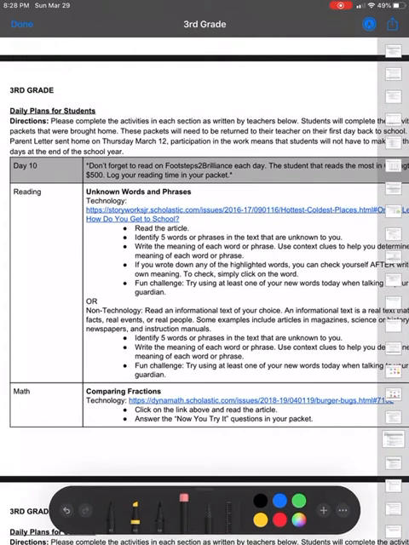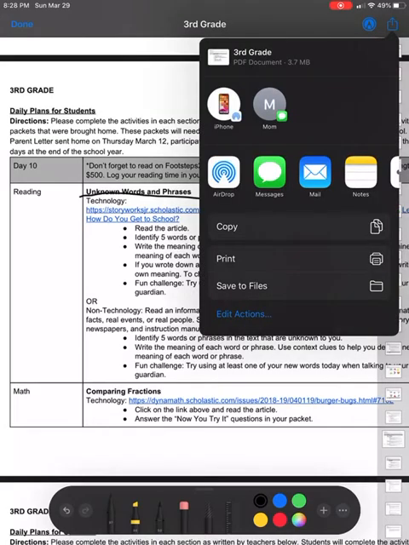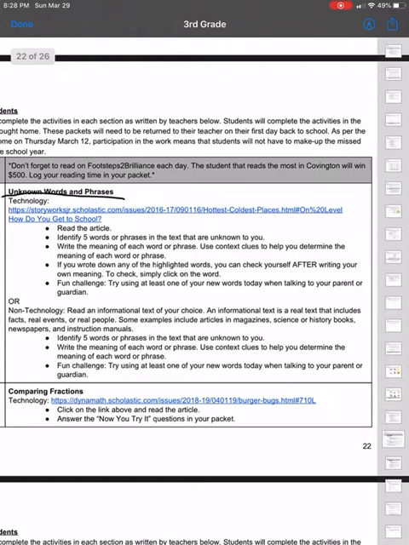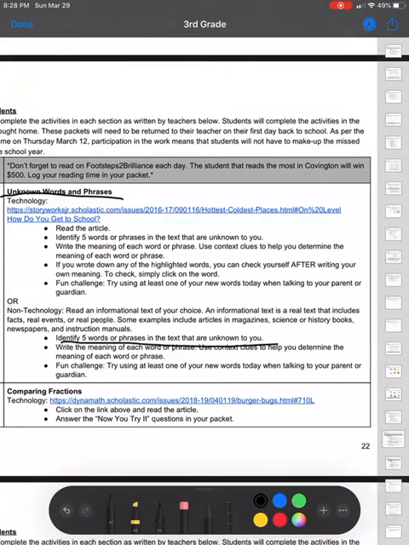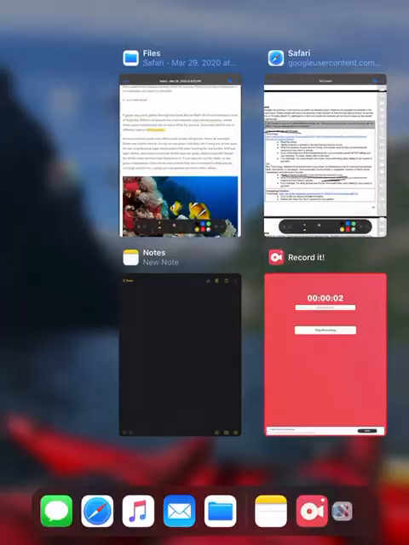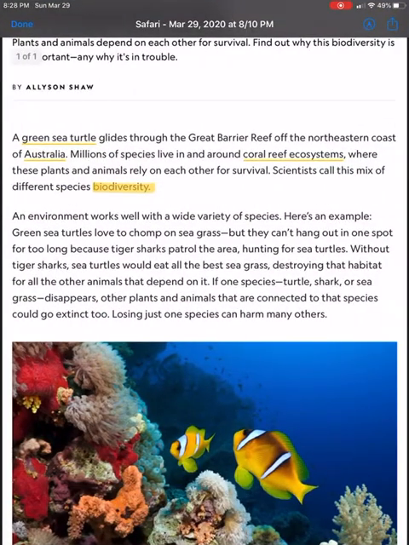So today we're going to do reading and math. Our reading is all about unknown words and phrases. So I'm going to do the non-technology option to talk you through this. It says read an informational text of your choice and identify 5 words or phrases in that text that are unknown to you. So a word that you may not know. And then write the meaning of each word or phrase using context clues to help you determine the meaning of each word or phrase.